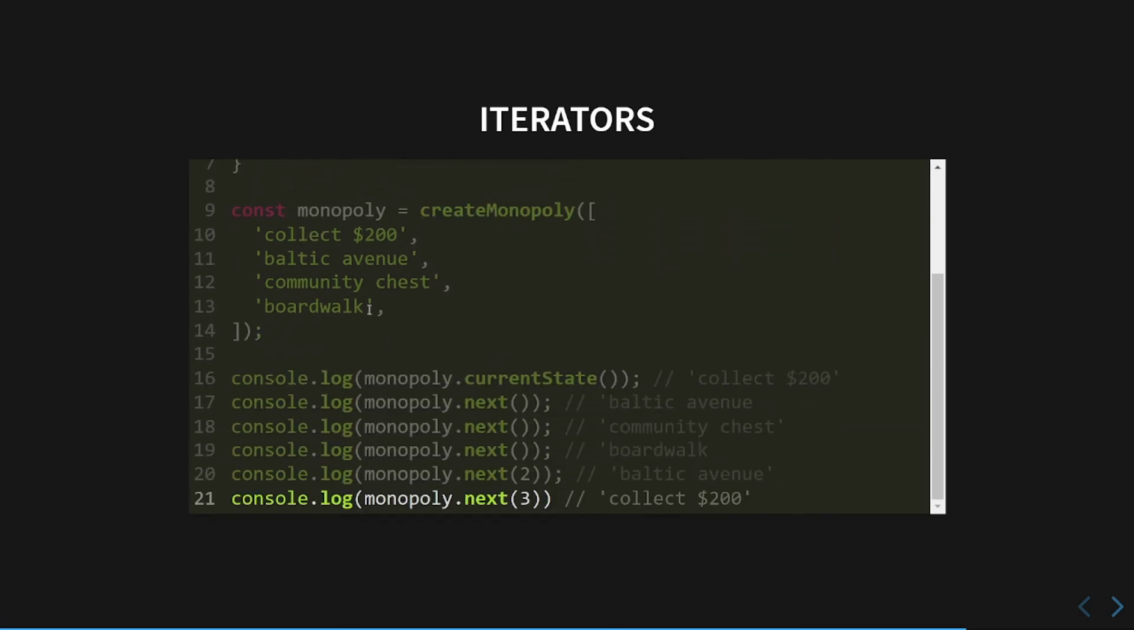And then same here from Baltic Avenue, if we want to go 3 steps ahead, it'll go from 1, 2, 3, and end at collect $200.